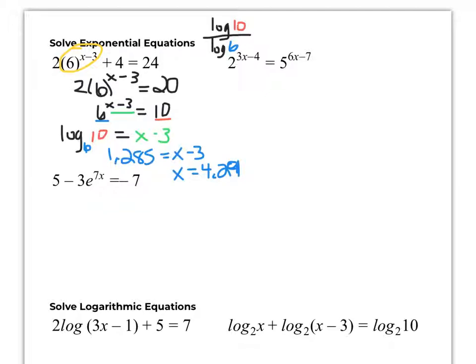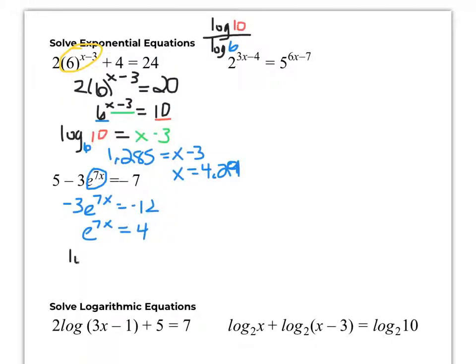The next one, we're going to treat the same. My base this time is e. So my 2 steps to get e by itself are subtract 5. So negative 3e to the 7x equals negative 12. Then divide by negative 3. So e to the 7x equals 4. And rewrite it as a log.